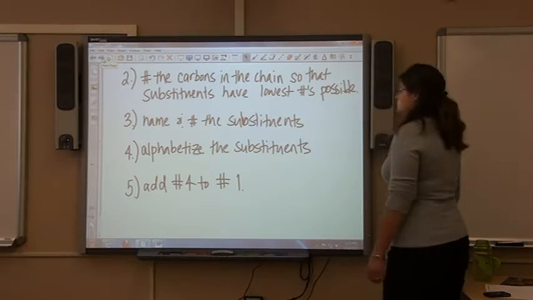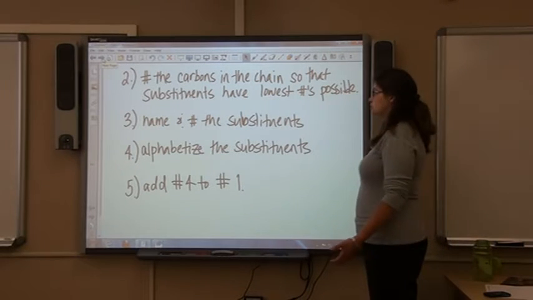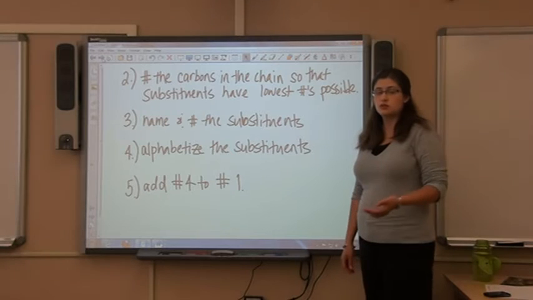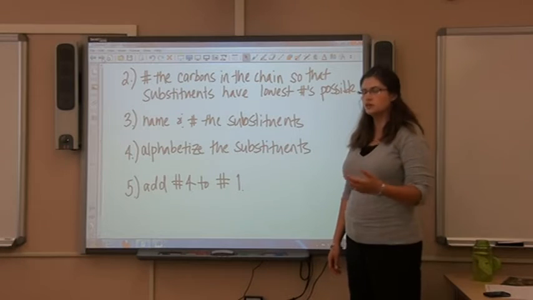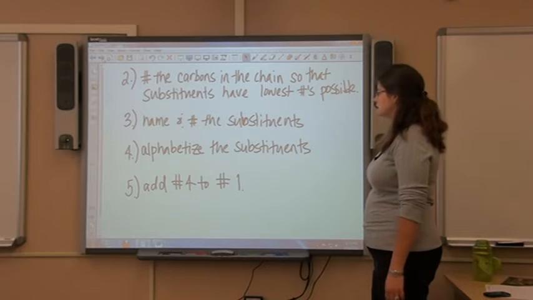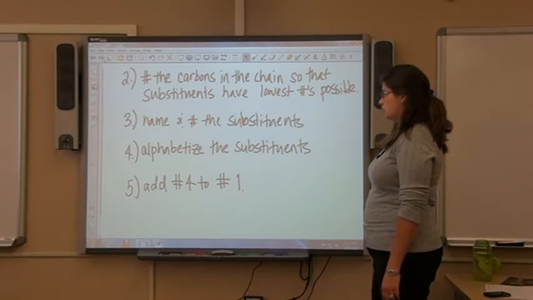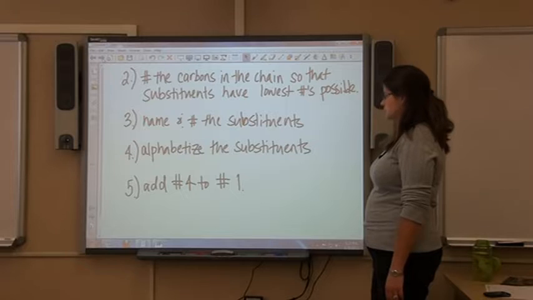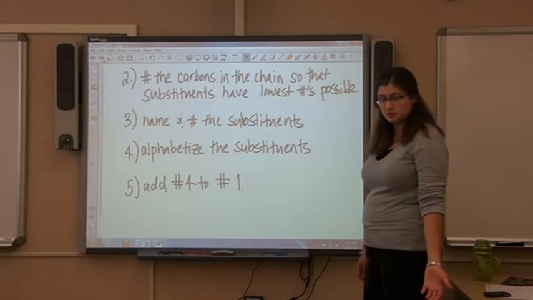Step 2 is to number the carbons in the chain so that your substituents have the lowest numbers possible. We did several examples of this in the previous lecture. Step 3 is to name and number all of the substituents. Step 4 is to alphabetize those substituents.